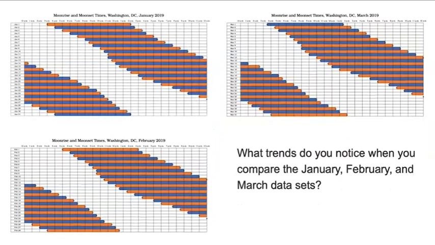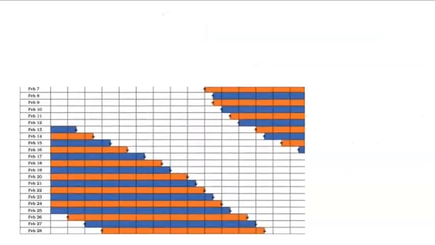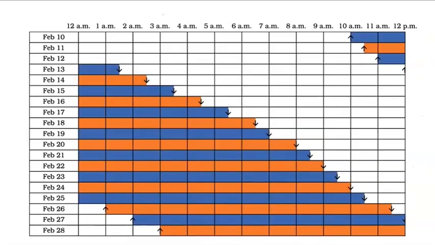What trends do you notice when you compare the January, February, and March datasets? I think we should look at these datasets one at a time, don't you? We've already looked at January, so let's look more closely at February. Hey, look at the moonrise time on February 28th. What do you notice? Do you see that the moon rises around 3 a.m. on February 28th?